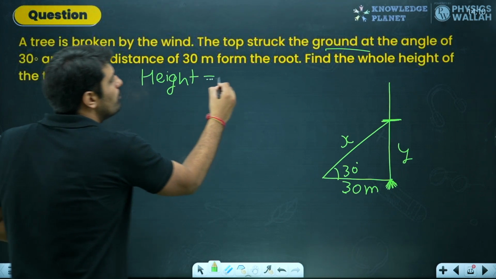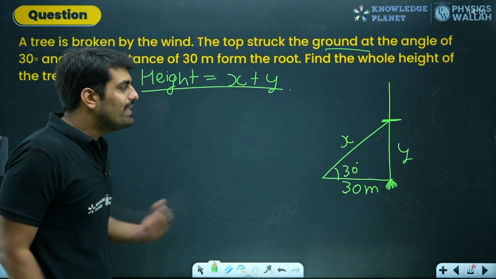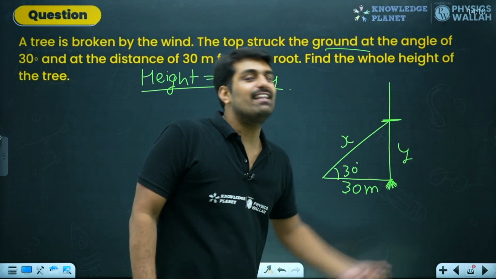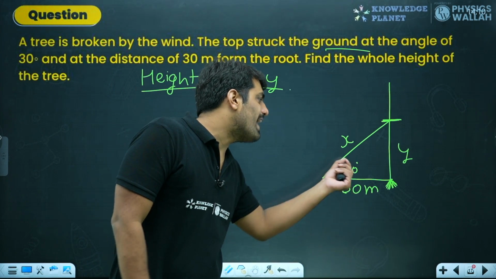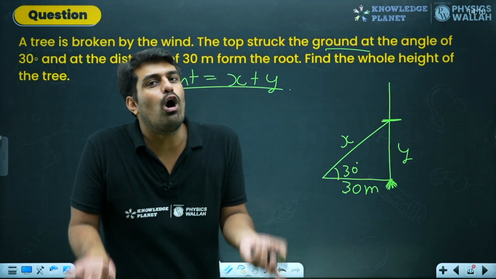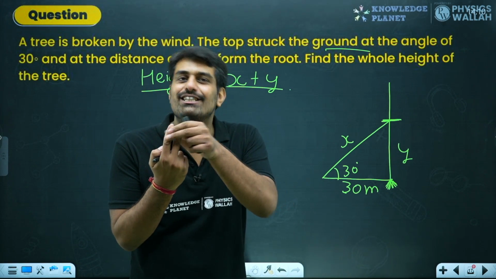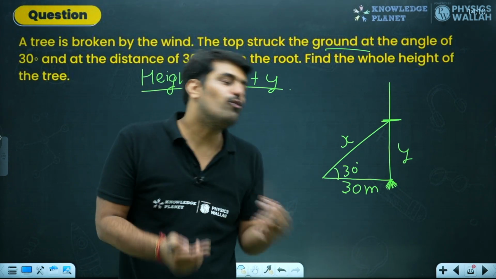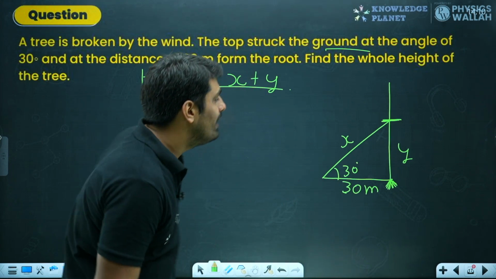Height of the tree would be x plus y, and this is what we need to calculate. So basically I need to calculate the value of x and the value of y. It's not complicated because if you focus on the right angle triangle, one angle is given, one side is given. This is all what we need. For a triangle, we need only two dimensions, either two sides or one side and one angle. So over here we have both the utilities available at our hand. So let's make good use of it.